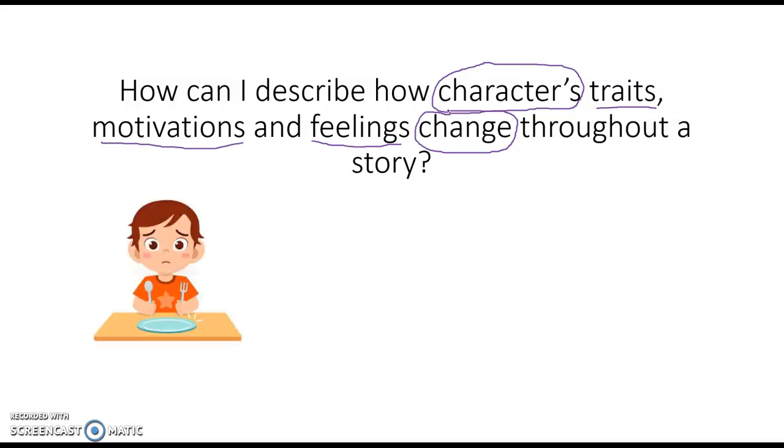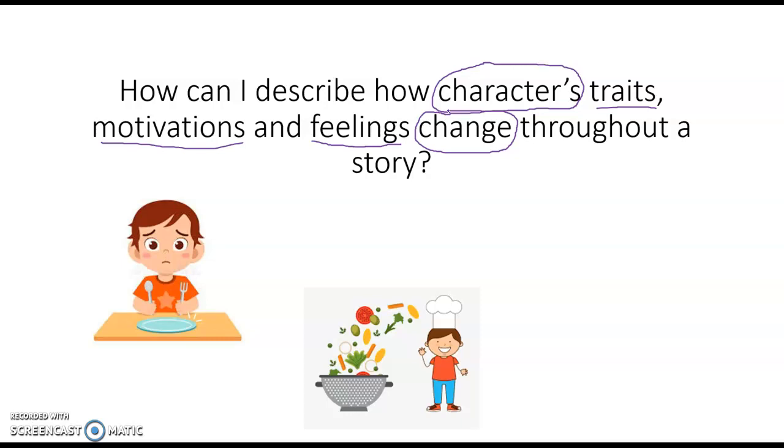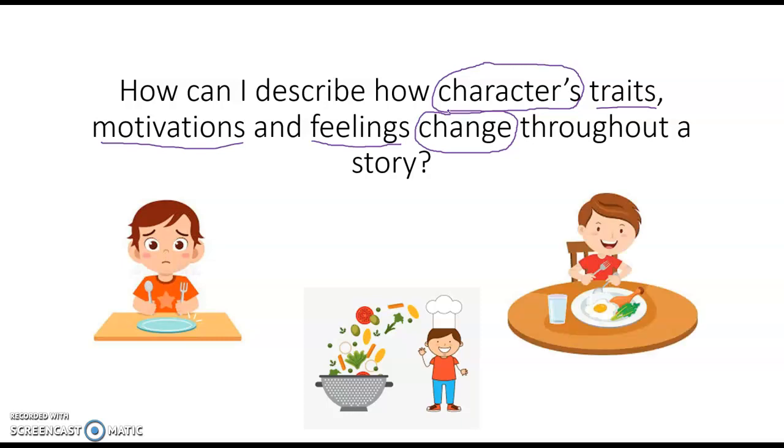the story. So remember yesterday we talked about this little boy, and we said that at the beginning he was very hungry. He looks pretty sad. But his motivation to start cooking was that he was hungry, and we can tell by his face he was starting to feel happy. And then in the end, we know that he's changed. He's now happy, he's full, and he's changed because of his actions and thoughts and feelings and motivations. So he reacted to a problem, and the outcome of the story has changed.